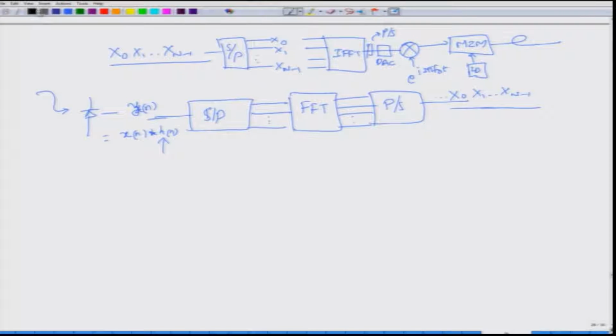So, here you had the symbols x0, x1, up to xn minus 1, corresponding to one particular OFDM frame. There are n such symbols. These symbols are of course complex data. So, if it is BPSK, then each of those x symbols would be plus 1 or minus 1. If it is QPSK, then we would have 4 possible states, and so on.